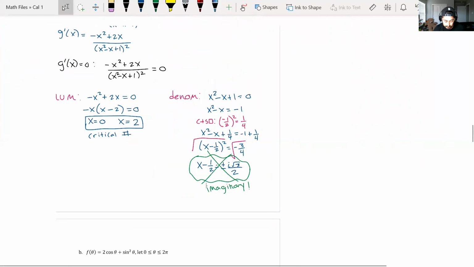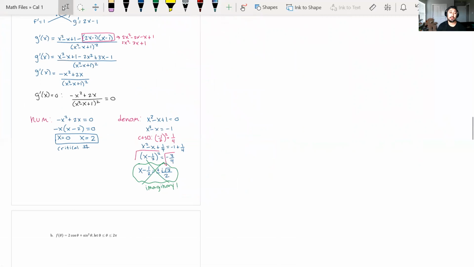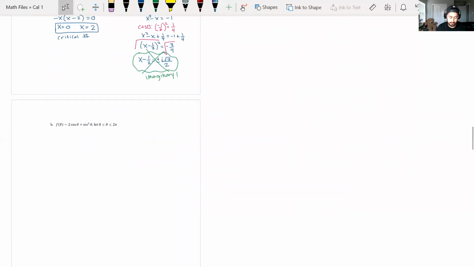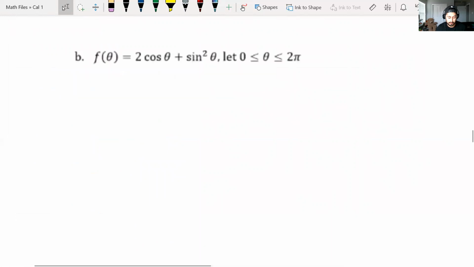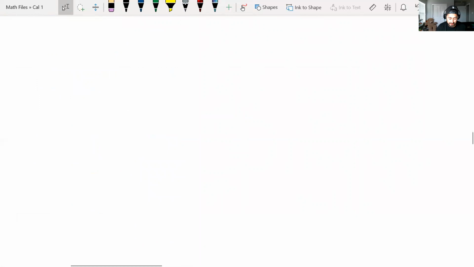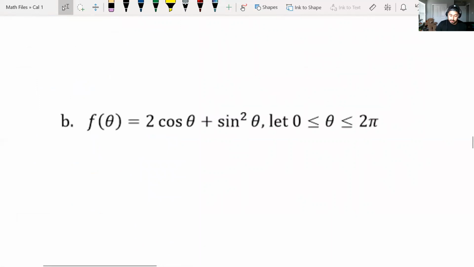All right, so the only critical numbers were 0 and 2 from the numerator. All right, beautiful. Look how gorgeous that looks. All right, let's keep going. Like I said, I'm here for your entertainment. Okay, same thing. We're finding critical numbers.